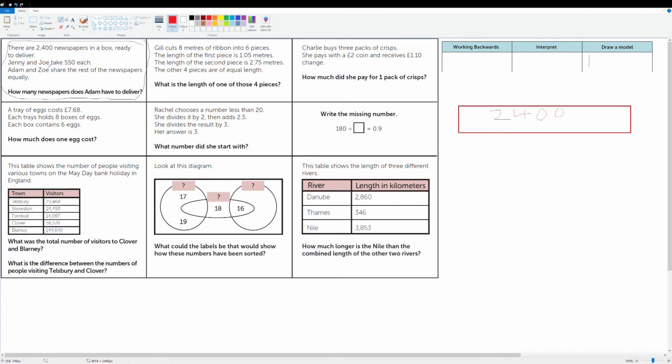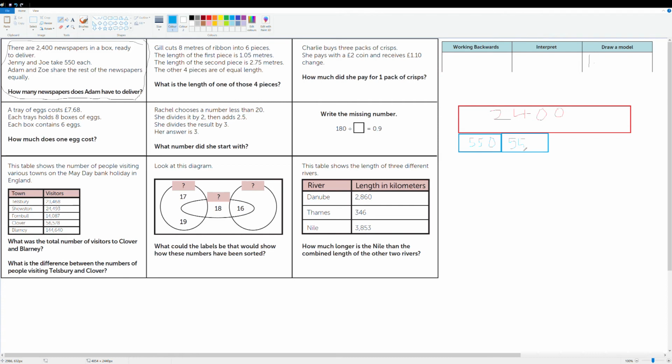Now, we know that Jenny and Joe have 550 each, so that's going to be a smaller amount. Let's make that blue for Jenny and Joe. We're going to say that's 550, and then there's another 550 there. Just right in there, we've got 550. So you should be able to see how our model is starting to come together. And now I don't know, oops, I forgot my 0 here.